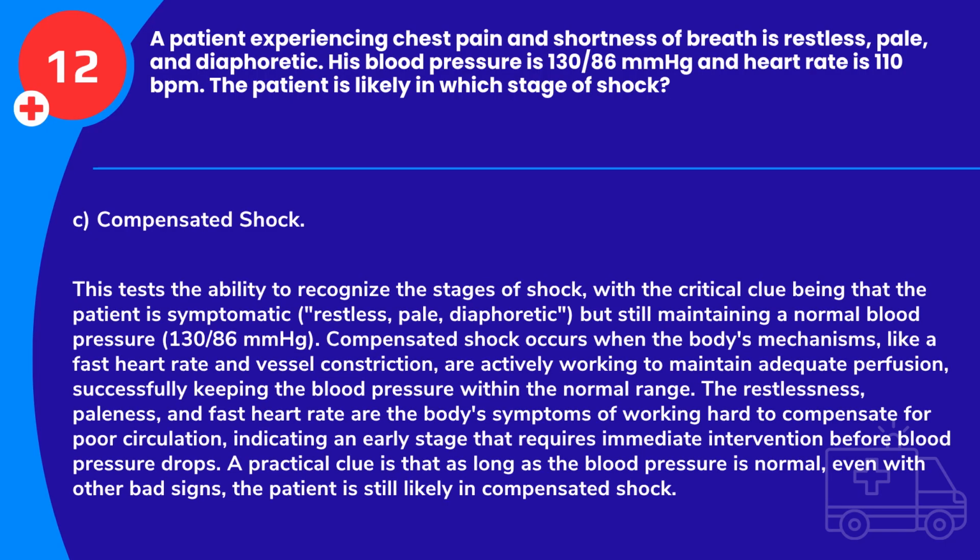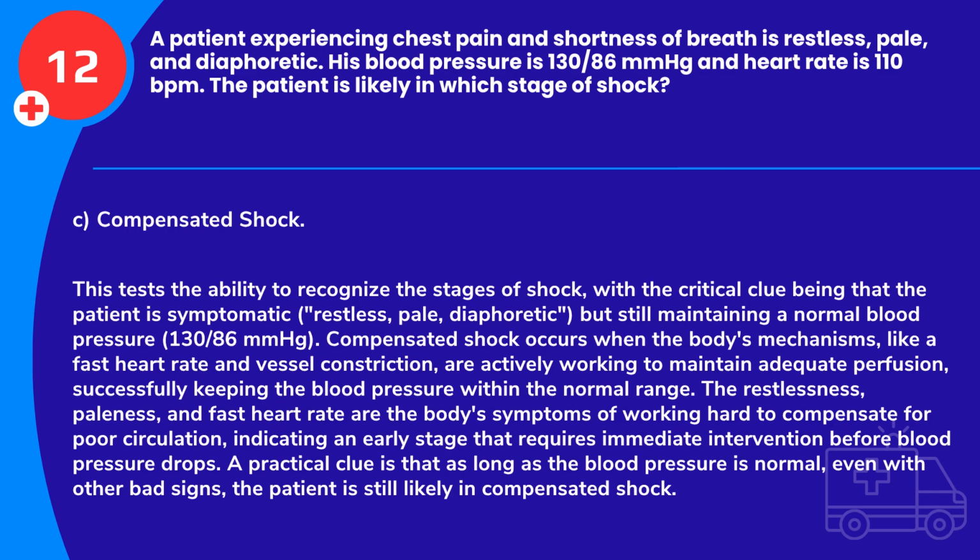Answer: C. Compensated shock. This tests the ability to recognize the stages of shock, with the critical clue being that the patient is symptomatic, restless, pale, diaphoretic, but still maintaining a normal blood pressure, 130/86 mmHg. Compensated shock occurs when the body's mechanisms, like a fast heart rate and vessel constriction, are actively working to maintain adequate perfusion, successfully keeping the blood pressure within the normal range.